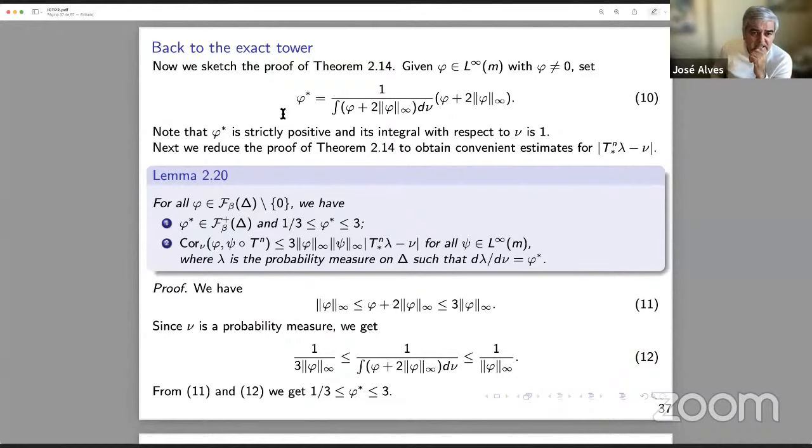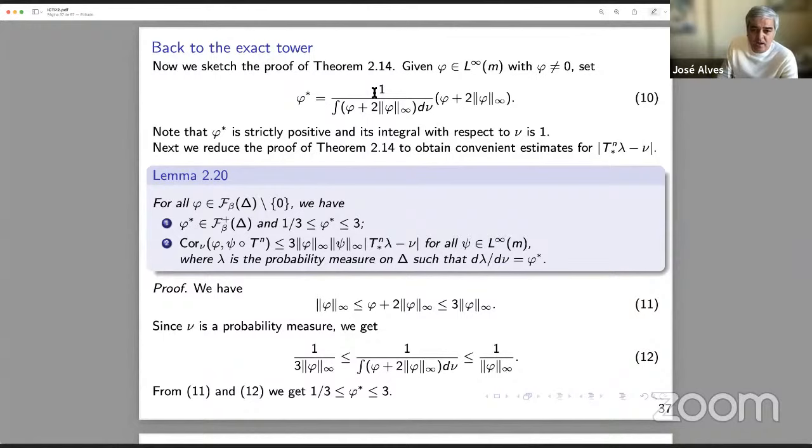In four lectures, I could not give you full details of the proof, but at this level, for many courses of this type, it is not reasonable to give all details. I'm just going to give you some ideas of the proof.